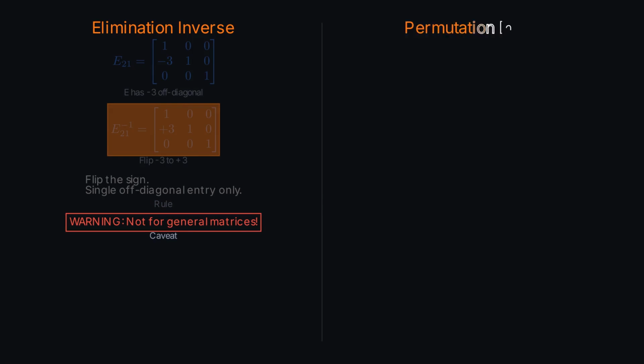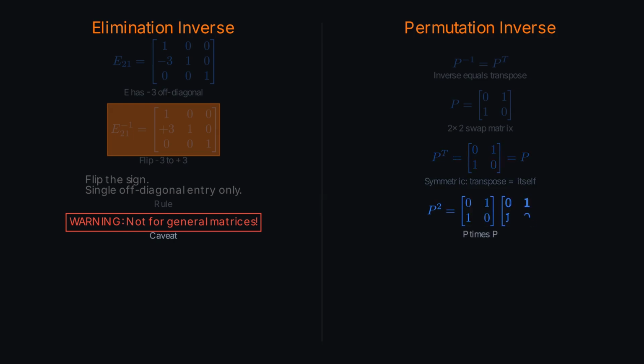Now, on the right panel, permutation matrices also have a simple inversion rule. P inverse equals P transpose. The transpose swaps rows and columns. For our 2 by 2 swap matrix, P equals the matrix with entries 0, 1, 1, 0. Its transpose, P transpose, is also 0, 1, 1, 0. It equals P itself. To confirm, let's compute P squared.